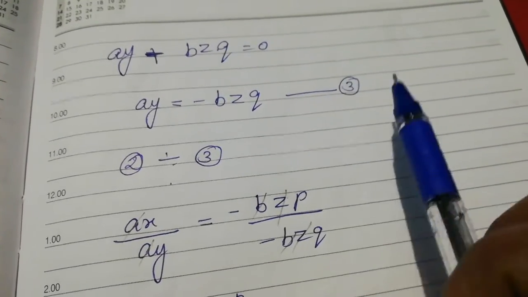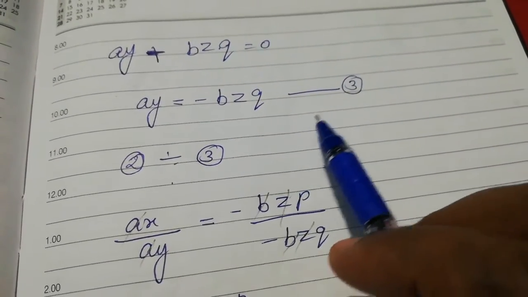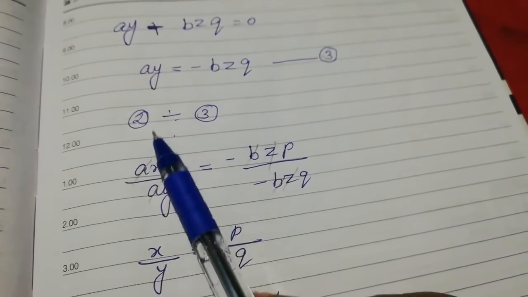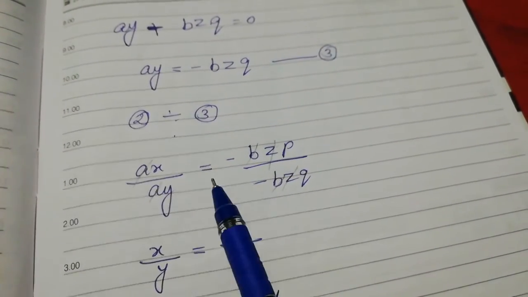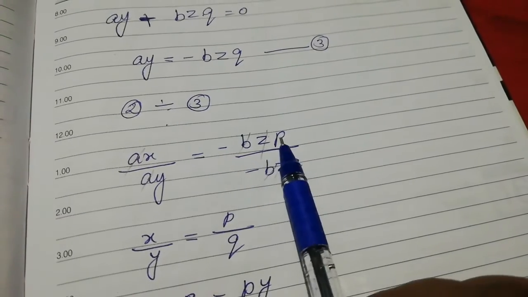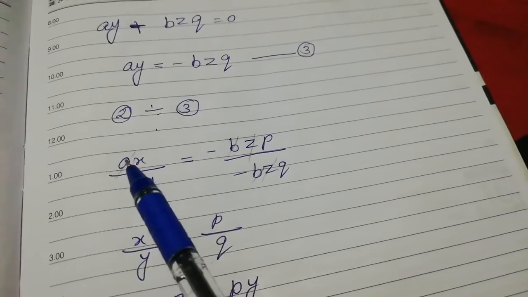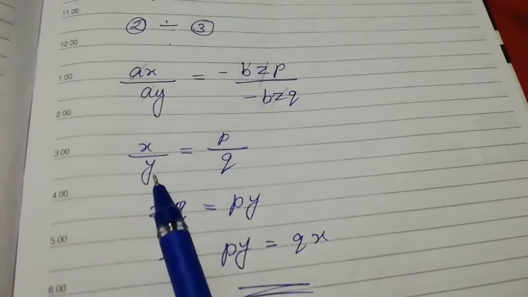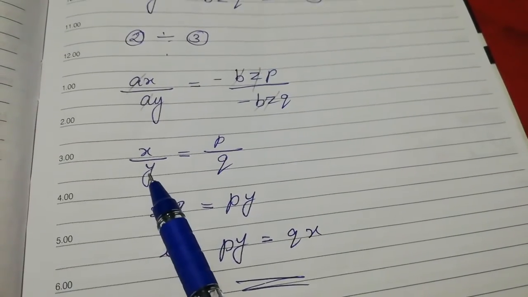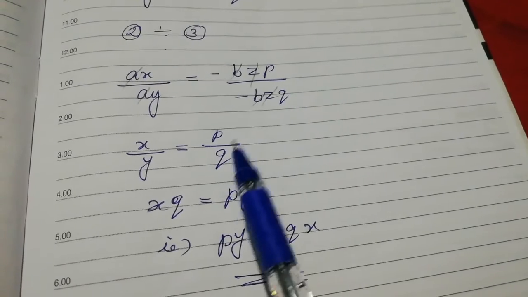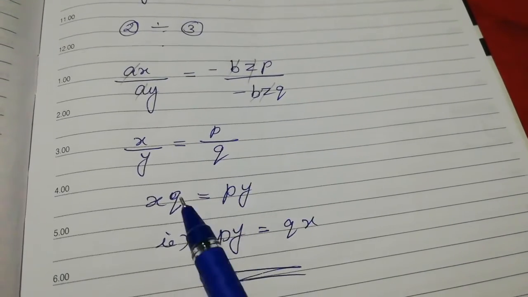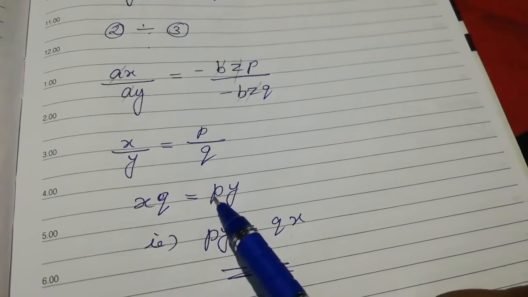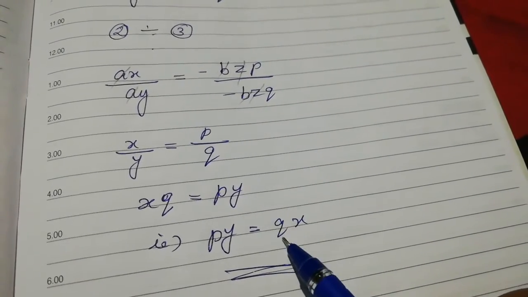So what's our question? Eliminating a and b from this equation. Therefore we divide 2 by 3. So ax by ay is equal to minus bzp by minus bzq. So a and a cancel, minus bz cancels. What do we get? x by y is equal to p by q. So we cross multiply this. Sorry, xq is equal to py. So py is equal to qx.